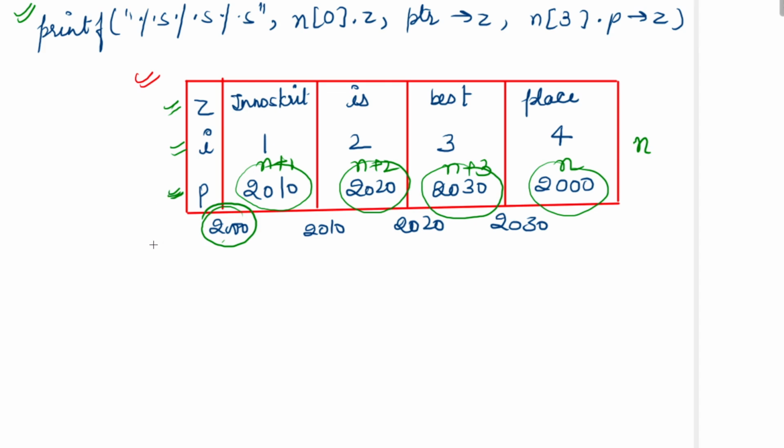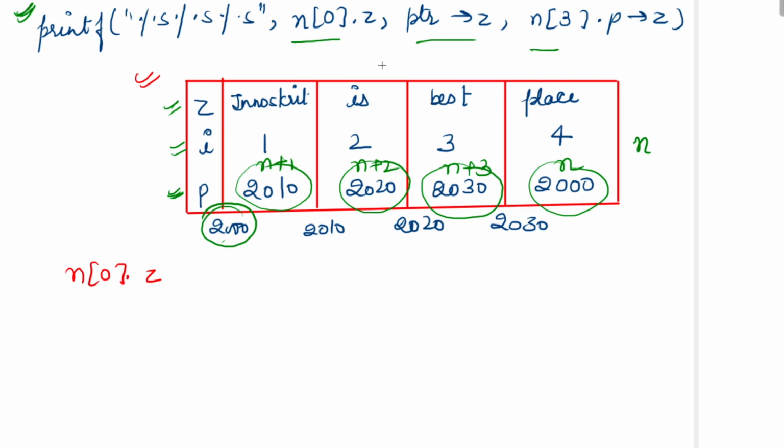Fine. Now the question asks us to print these values. Let's try to understand what these values basically are. So it says n0 dot z.